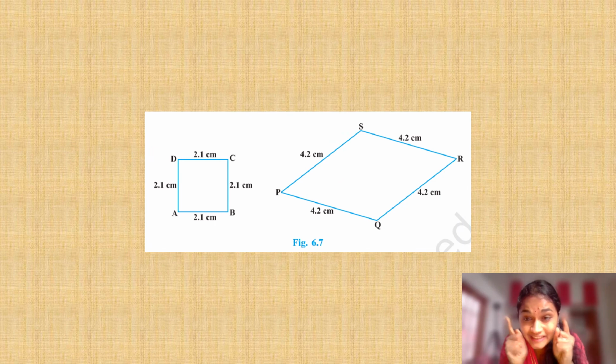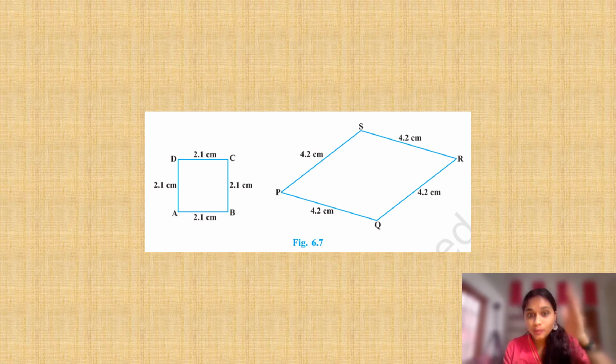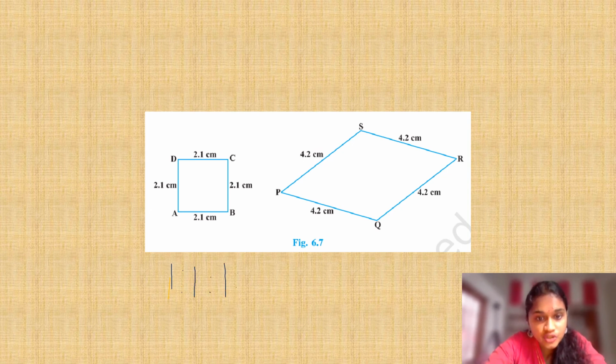Okay, now let's look at these two figures. On the left side, you can see something that looks like a square. The sides are all equal to each other, so it's all 2.1 centimeters. So when you do 2.1 is to 2.1 is to 2.1 is to 2.1, you get the ratio 1 is to 1 is to 1 is to 1 for all four sides of the left hand figure, which means that all of the four sides are proportional in this ratio.